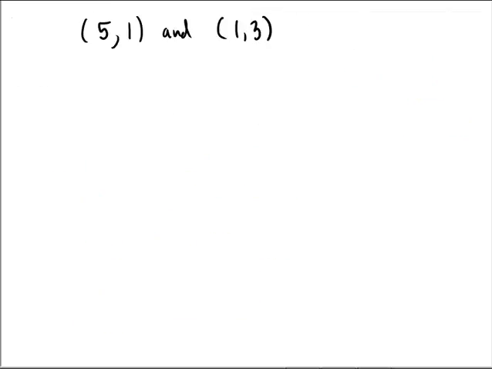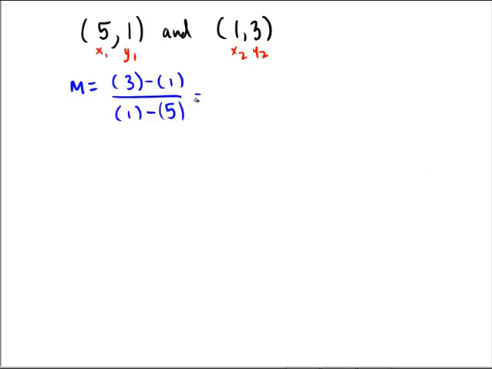Pause the video, and assuming you gave it a shot here, let's do it together so you can see if you got the answer. The slope m is equal to y2, well, let's first label x1, y1, x2, y2. The slope is equal to y2 minus y1 over x2 minus x1. So 3 minus 1 is 2, 1 minus 5 is negative 4, so I'm finding negative 1/2 to be the slope.